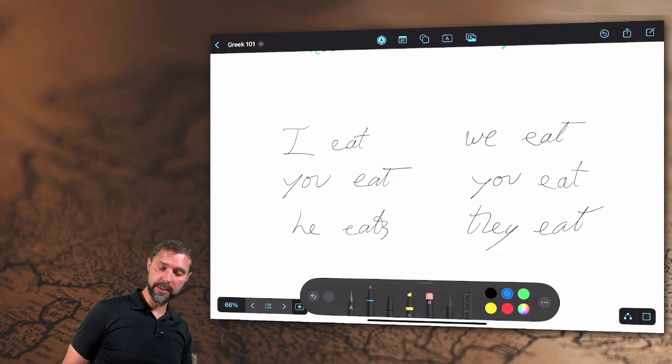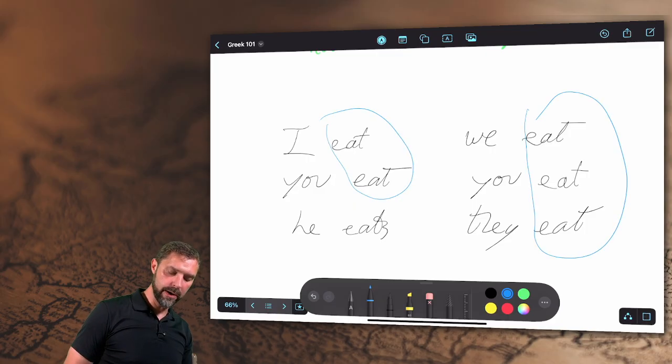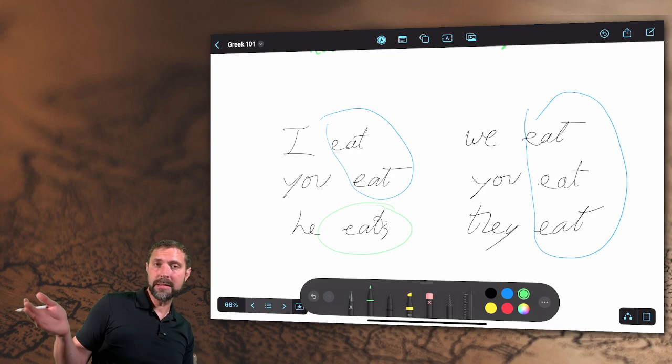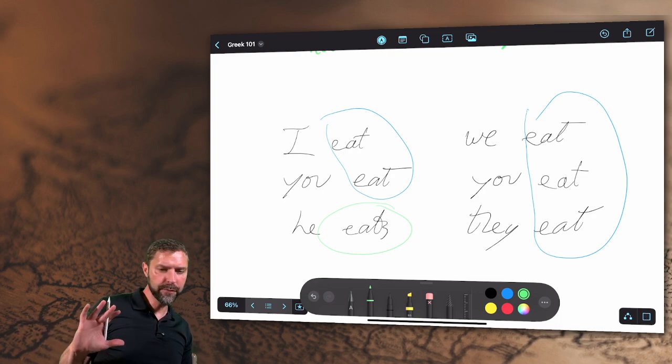Okay, let's mark out what's distinct or what's the same. I've got eat here. I've got eat all the way down there. The only one that is distinct is eats, the third person singular. And you can do this with various different verbs. As you go through the verbs, some first person, second person, third person, they'll be exactly the same. English verbs are not always distinct. Sometimes they are, sometimes they're the same.